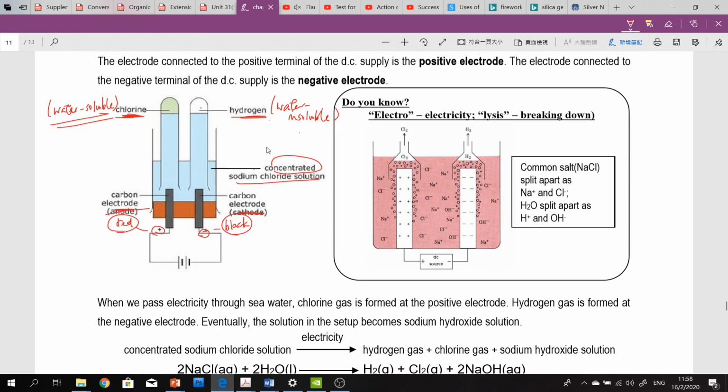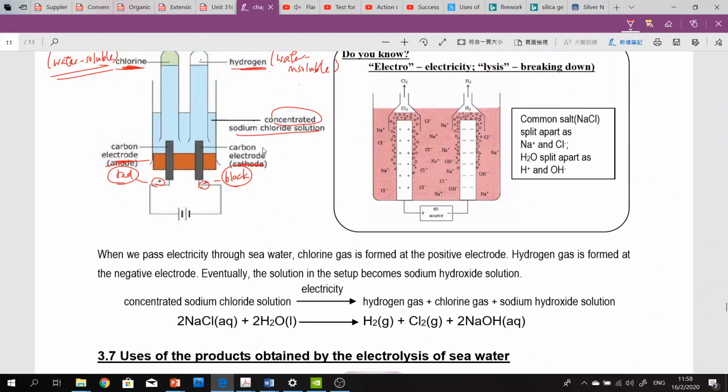So actually, what is happening? We have got sodium chloride solution. It will undergo electrolysis to form hydrogen gas. Here on the right hand side, you may test it by the pop sound when burned, so you may find that, right?